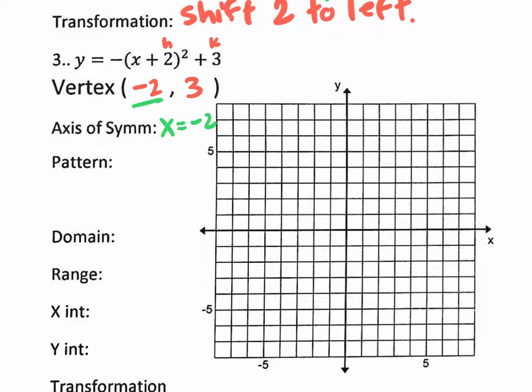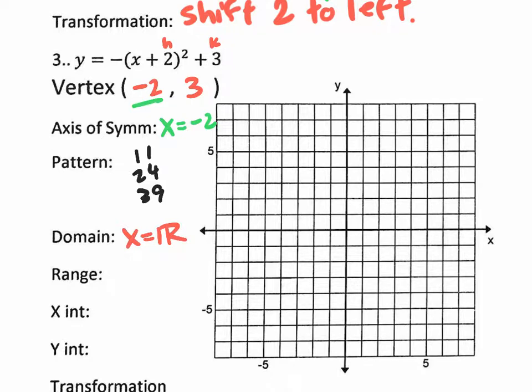Super easy. How about the pattern that we're going to use on this guy? What's the pattern? 1, 1, 2, 4, 3, 9. That's because the a value is 1, and we got that pattern from the original parent graph. How about the domain? And we haven't even seen this parabola yet. What's the domain on this thing? It's always going to be x equals all real numbers.